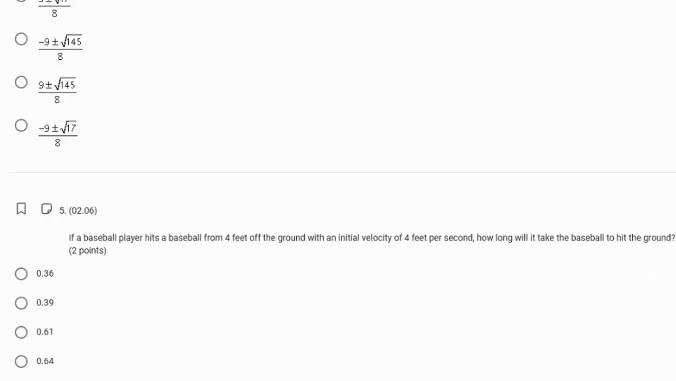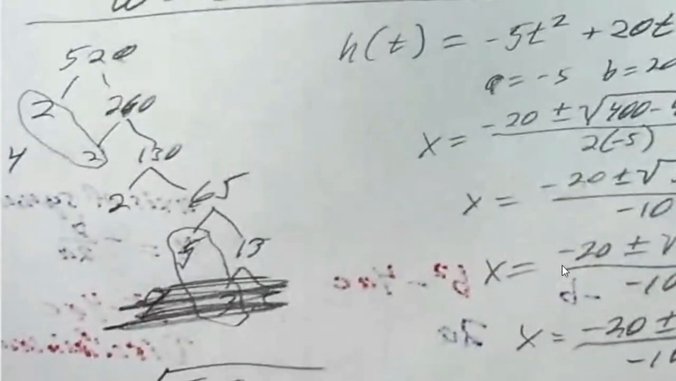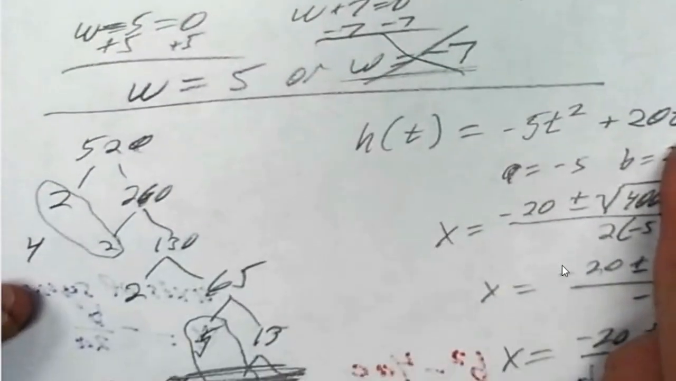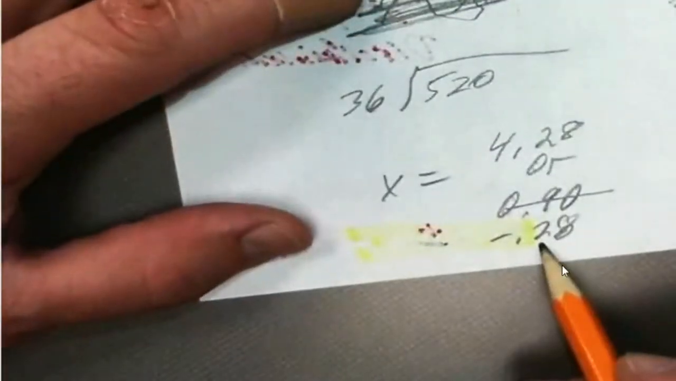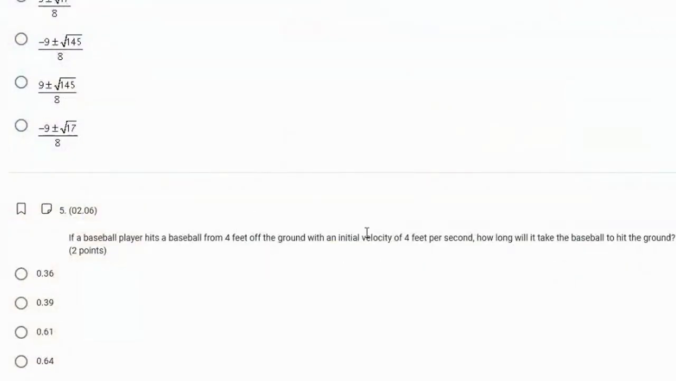And here's one where the baseball player hits the ball. Here's the equation to use. And it wants to know how long will it take the baseball to hit the ground. Oh, that's what this problem was. This was one of those, here's the equation. How long does it take for the basketball to hit the ground? Which means we throw out this answer. It doesn't hit the ground in negative 0.28 seconds. It's 4.28 seconds is when the basketball hits the ground. Again, context. Anytime there's a word problem, think, uh-oh, I may have to throw out an answer. Maybe.